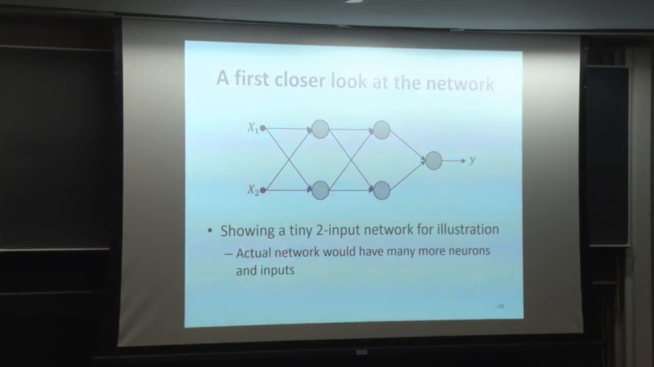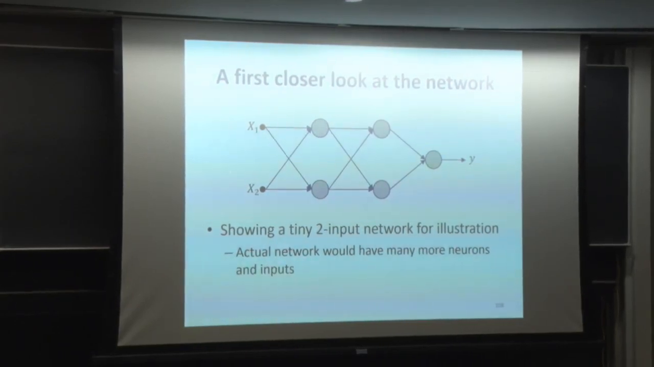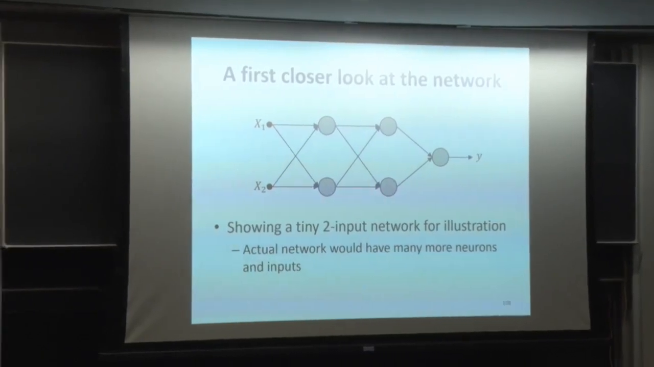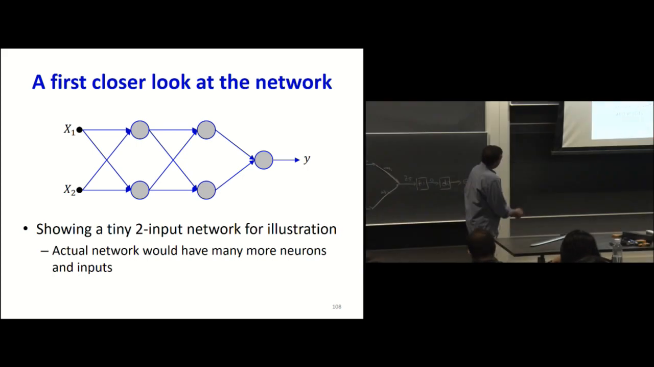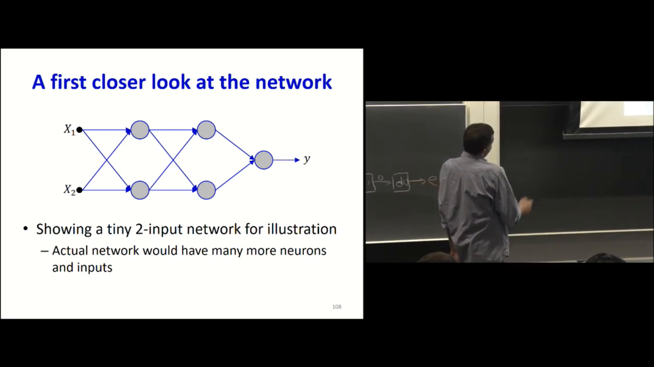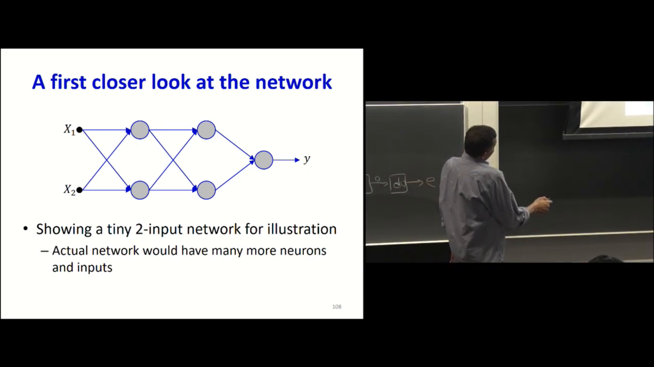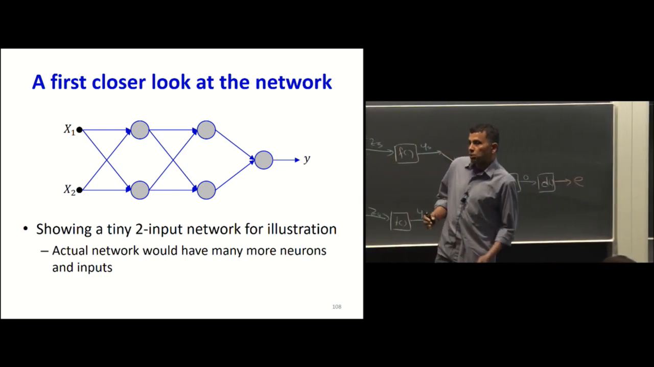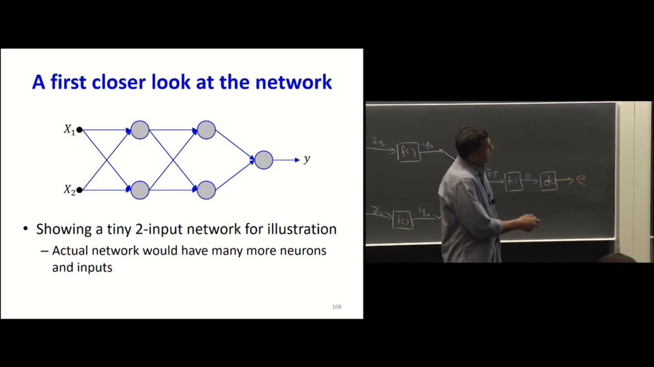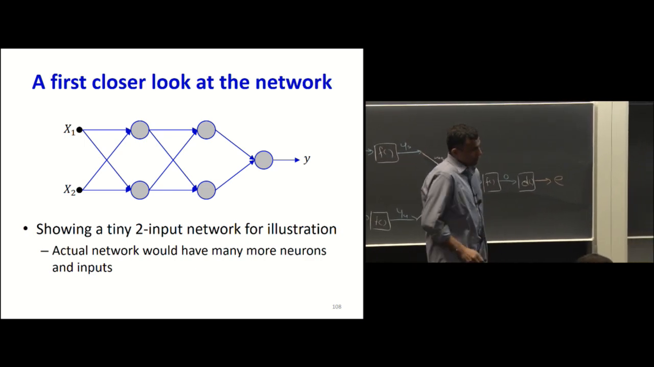So let me start off first with a few preliminaries. We're going to spend some time on this because this has to be understood. I'm showing a tiny 2-input network for illustration. So here the input has only 2 components, x1 and x2. And I have 2 hidden layers. Each hidden layer has only 2 neurons. And then I have a single output y.